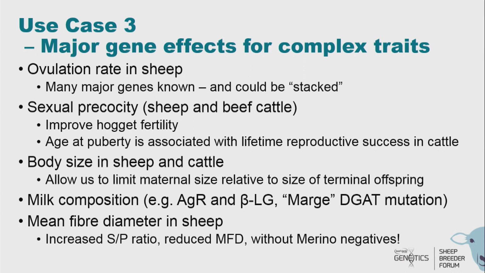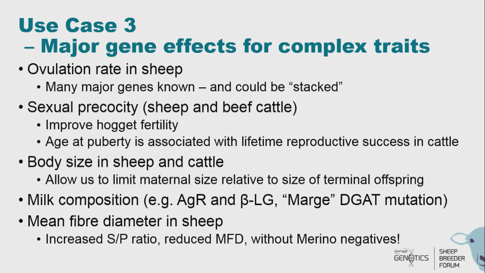There's milk composition examples. AgResearch has done quite a bit of work knocking out BLG, or beta-lactoglobulin, which is a compound in milk. It's a whey protein that causes allergenic issues. There was another really interesting mutation we found some years ago. We call it the Marge mutation. It comes from a cow that we called Marge. And this was a cow that had milk composition that was more than 6 standard deviations from the mean.